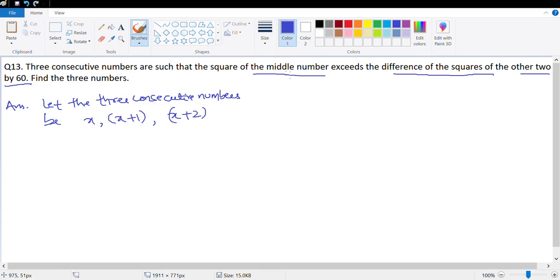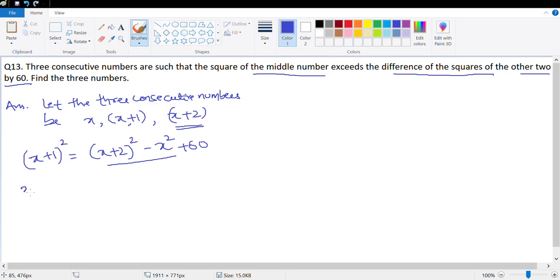It says square of the middle number, which means x plus 1 whole square, exceeds, which means we'll have to add something to what is given, difference of squares of the other two. Since x plus 2 is bigger than x, we are looking at x plus 2 whole square minus x square. Let's read it again. Square of the middle number exceeds the difference of the squares of the remaining two by 60, which means if I add 60 to this, I will get x plus 1 whole square. So that should give me a quadratic equation.